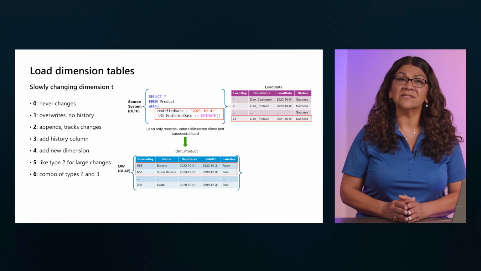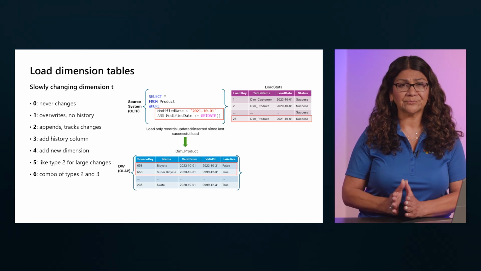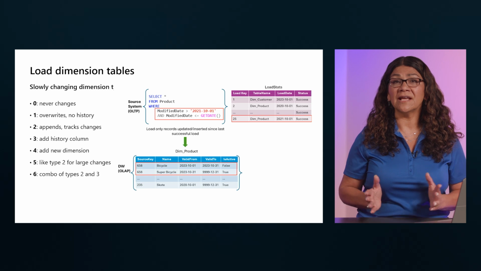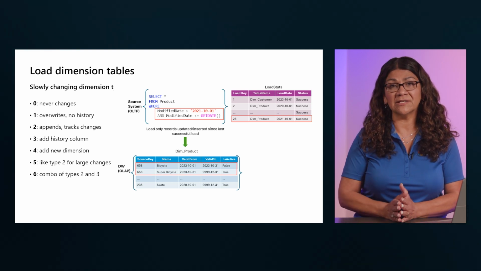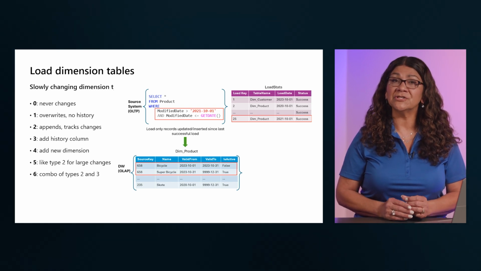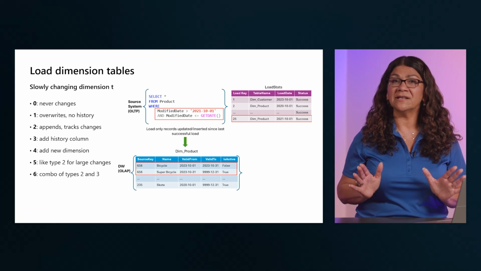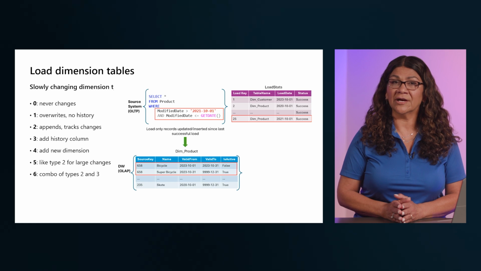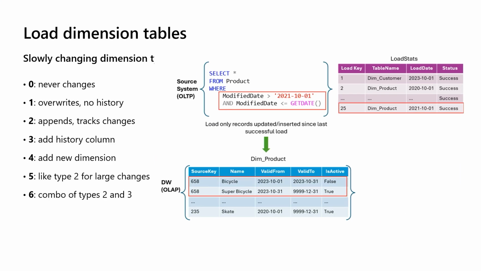The records that meet this criteria are loaded into the DIM product table, which is our Data Warehouse Online Analytical Processing Table, or OLTP table. We're using slowly changing dimension Type 2, so we're making the new version with the updated name as the new active record, and the old version using bicycle as inactive.